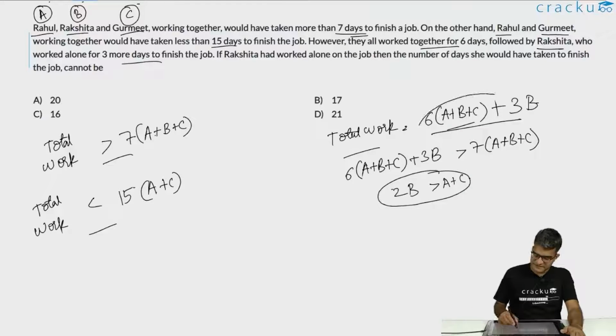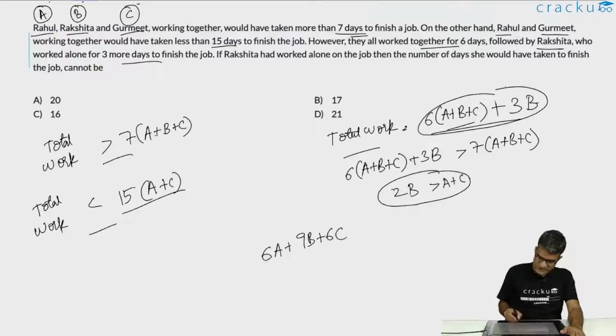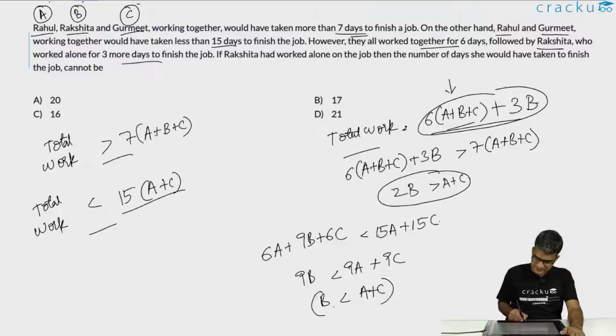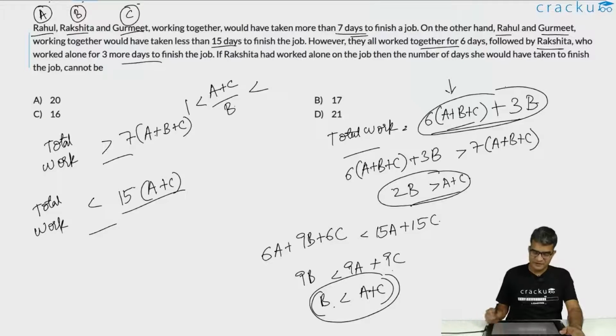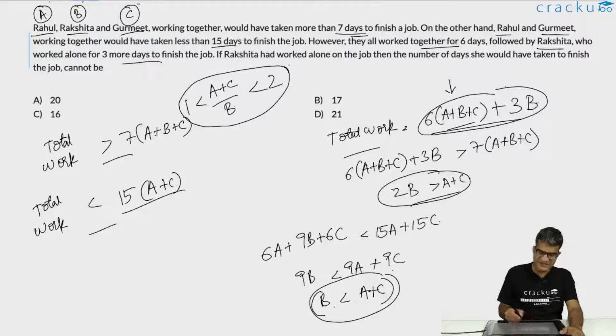The second inequality is 6 times (A plus B plus C) plus 3B is less than 15 times (A plus C). Expanding the total work, this would imply that 6A plus 9B plus 6C is less than 15A plus 15C. Or 9B is less than 9A plus 9C, or B is less than A plus C. What this would imply essentially is that (A plus C) divided by B is greater than 1, and from the first inequality, (A plus C) divided by B is less than 2. That is the ratio of (A plus C) divided by B.